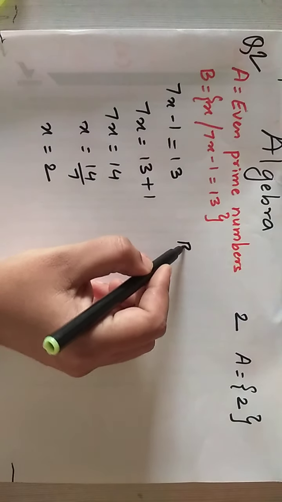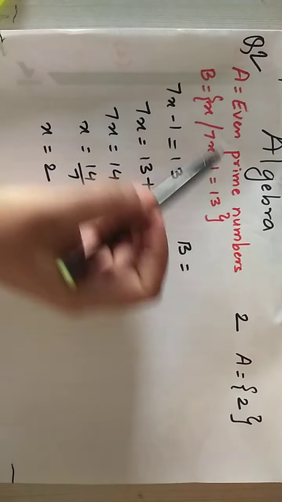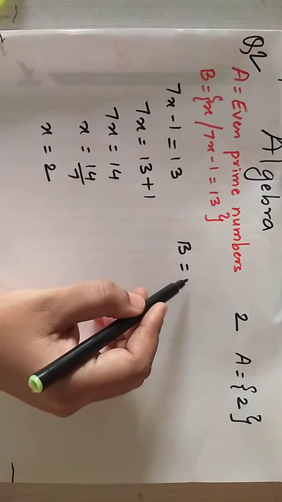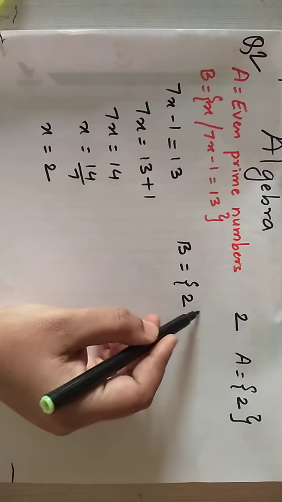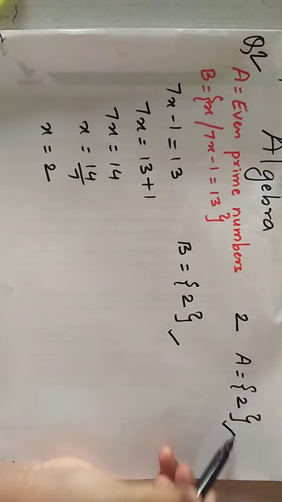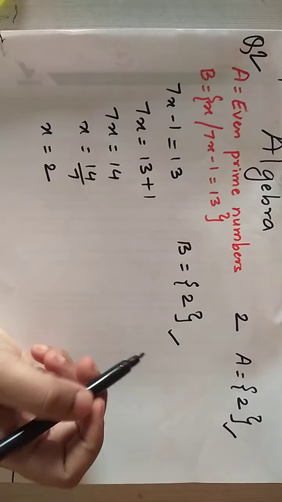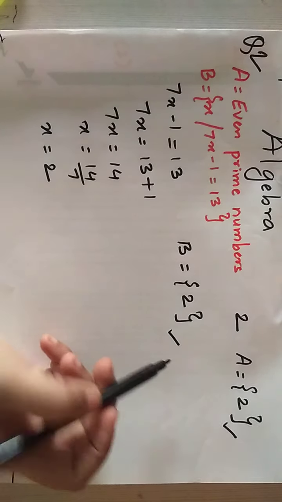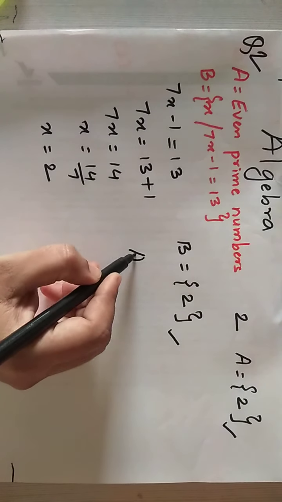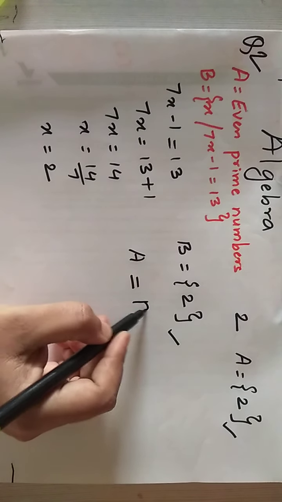That means B will contain an x which satisfies this equation, and the x value comes out 2. So the element in B will be 2. Again, B is a singleton set. If you observe A and B, they both are singleton sets and both consist of the same element 2. So we can say that set A is equal to set B.